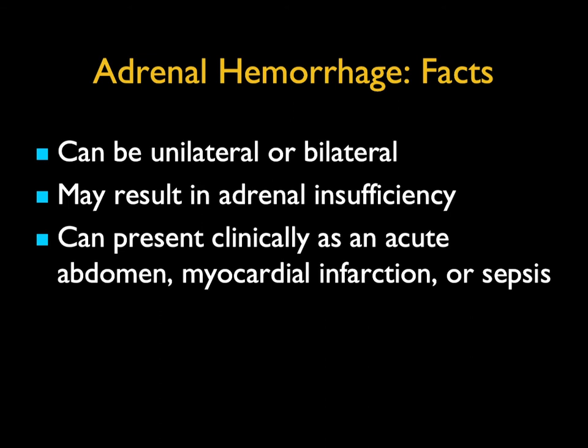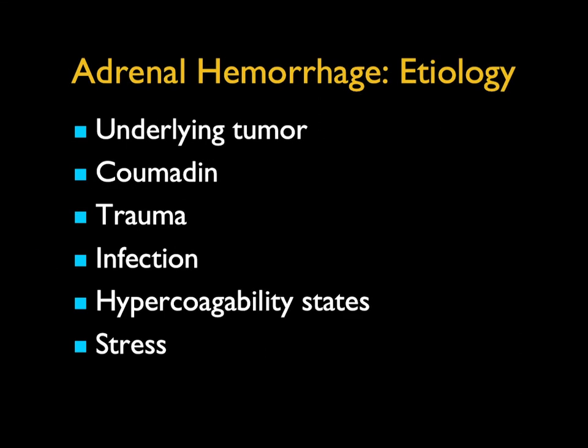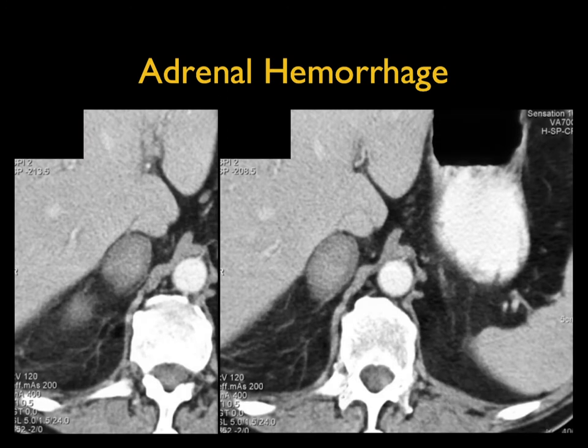Unilateral typically does not. And symptoms are kind of tricky, can present with an acute abdomen type syndrome, or myocardial infarction, or sepsis. It's a very interesting spectrum of things, but as the patient gets evaluated, you come up with the right diagnosis. And when you talk about hemorrhage, you say, is there an underlying tumor? Is the patient on Coumadin? Was there trauma? Was there infection? And so typically you'll see oval adrenals of high density. This was a patient with right adrenal hematoma, classic oval appearance.